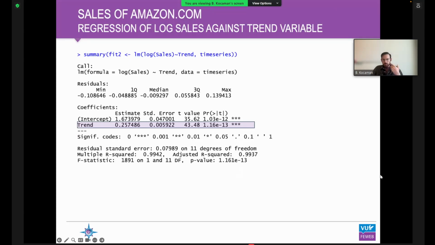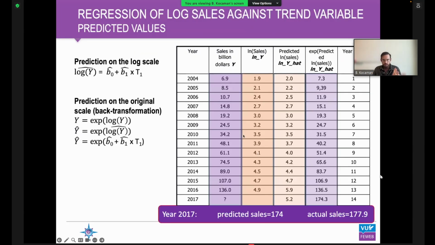Good. So when we have this, of course, once we make this interpretation, it's not super clear what happens to sales, right? Because we talk about the relationship between log sales and the trend. But what we really want to understand is what happens to the sales. There's an easy back transformation to actually look at what happens to the sales. So what's the relationship of sales and the trend, or any other independent variable that you might have in another example?